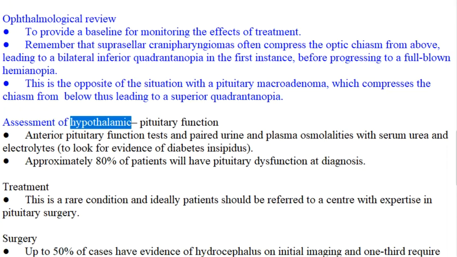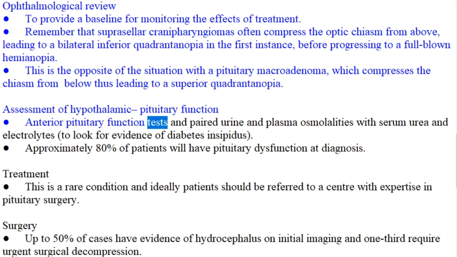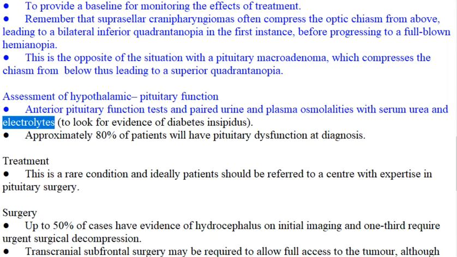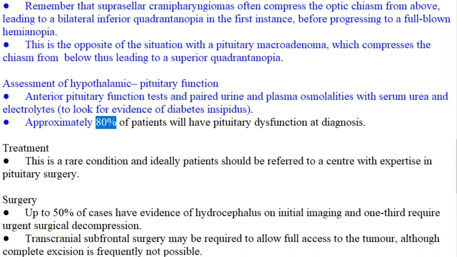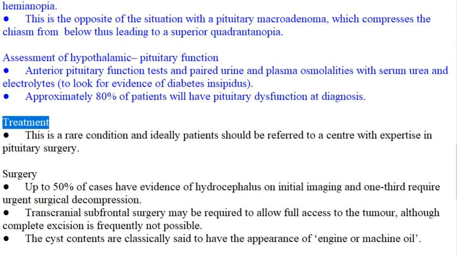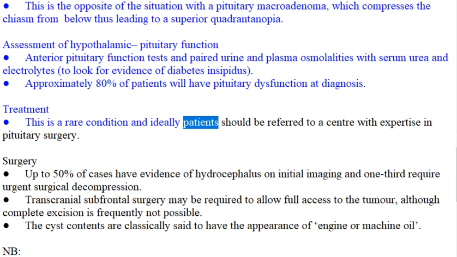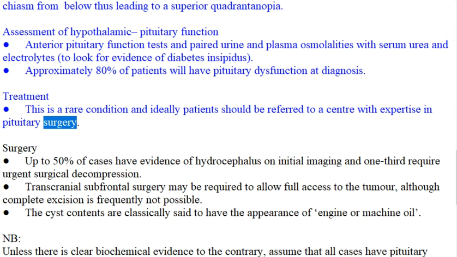Assessment of hypothalamic pituitary function. Anterior pituitary function tests and paired urine and plasma osmolality with serum urea and electrolytes, to look for evidence of diabetes insipidus. Approximately 80% of patients will have pituitary dysfunction at diagnosis. Treatment. This is a rare condition and ideally patients should be referred to a center with expertise in pituitary surgery.